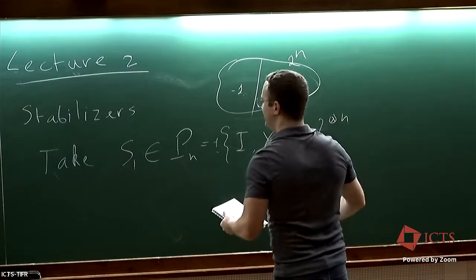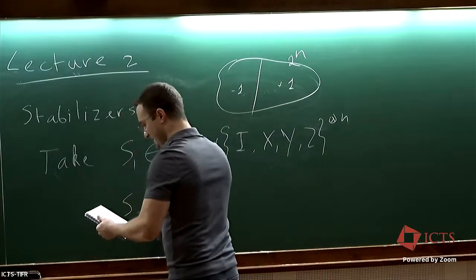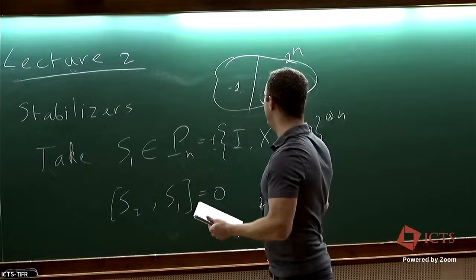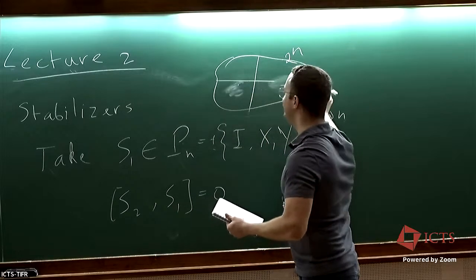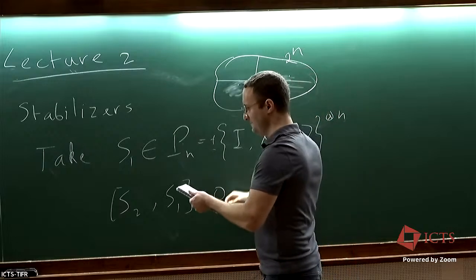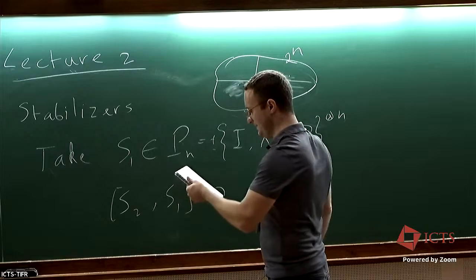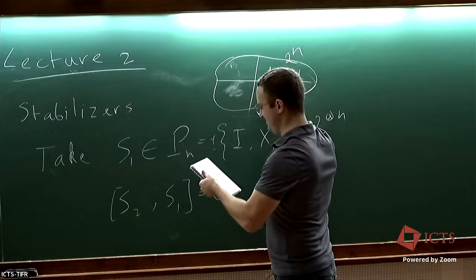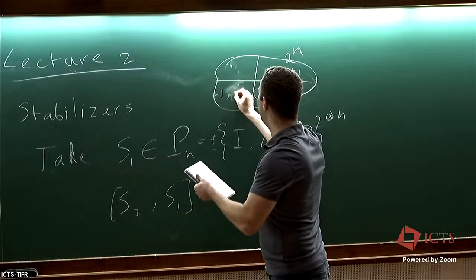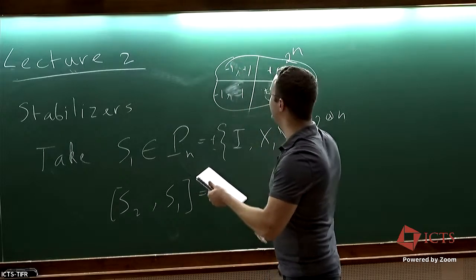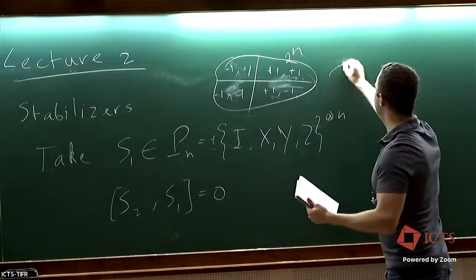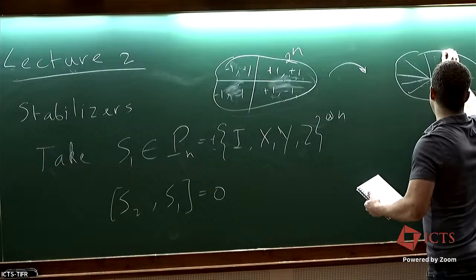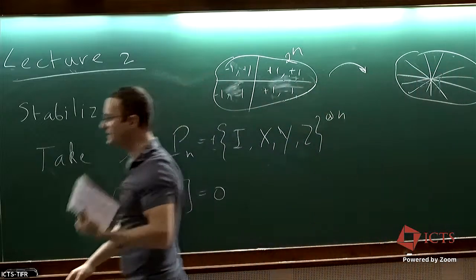Now let's do this again. Let's take an operator S2 such that S2 commutes with S1. S2 is again a Pauli operator. What will happen now? I will partition this space in 2 once again. I assume, of course, that they're different. So now I have the +1 +1 eigenspace, +1 -1, -1 -1, and -1 +1. And I can do this on and on and on. In the end, I'll get a nice pizza with many different slices. And each slice corresponds to a different configuration of pluses and minuses.